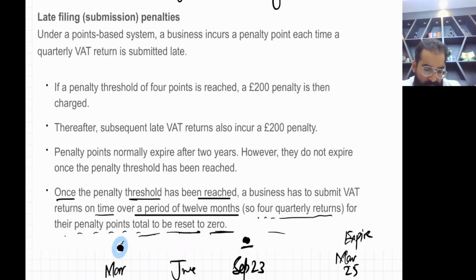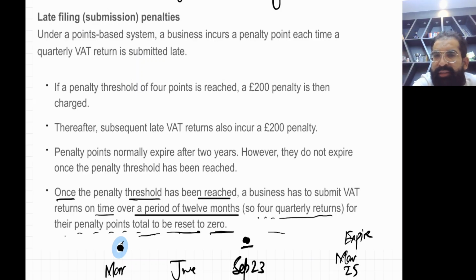Now late filing submission penalties. Under a points-based system, a business incurs a penalty point each time a quarterly VAT return is submitted late. Now first thing we are studying is late return filing. So now they have introduced a points-based system. What is this? Let us say, first thing, in your whole life you never submitted a late VAT return, so first time in your life you are submitting a late VAT return. Whenever you submit late the first time, no penalty, just one negative point on you.